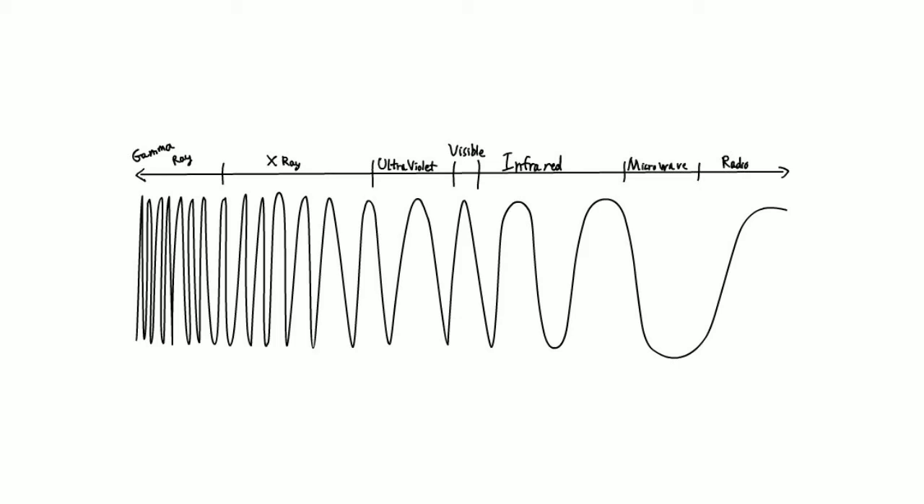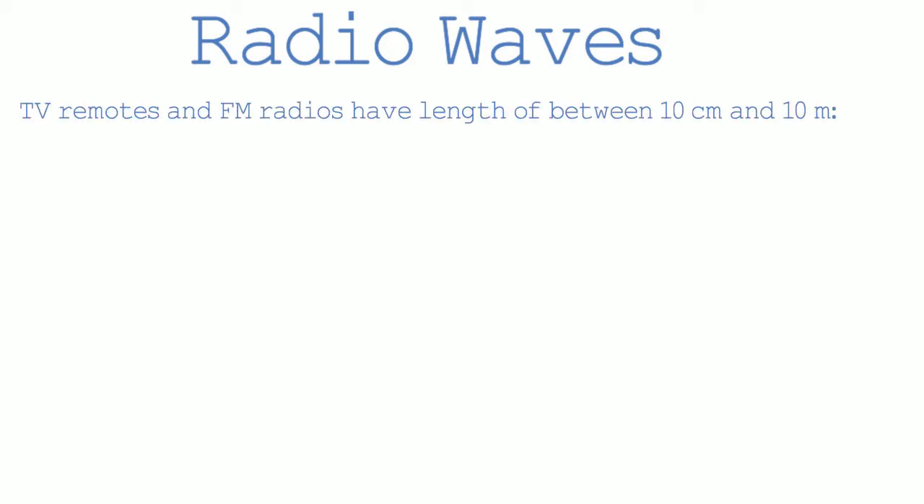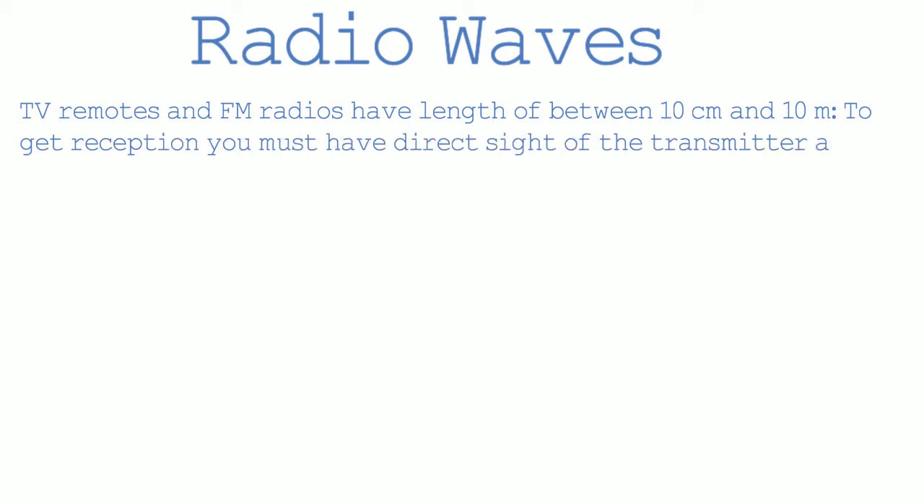We're going to start by looking at the uses for radio waves. Radio waves have the longest wavelength out of all the wavelengths that we look at. Radio waves can be split up into many different categories. We are going to be looking at very short radio waves and long radio waves. Very short radio waves are used in TV remotes and FM radios. These have a length of around 10 centimeters to 10 meters.